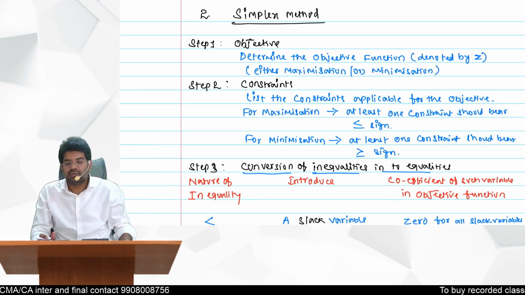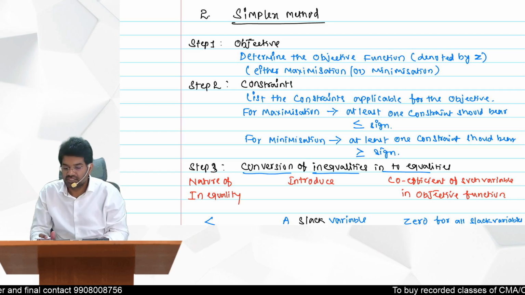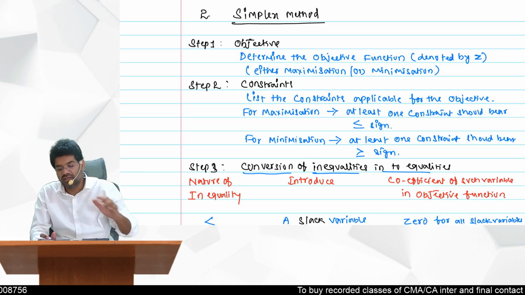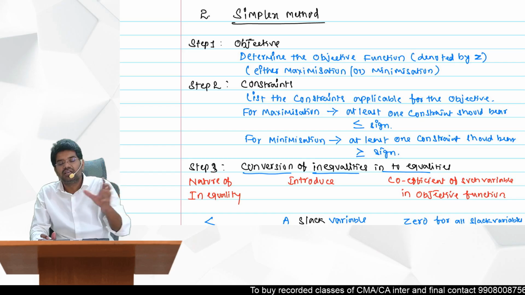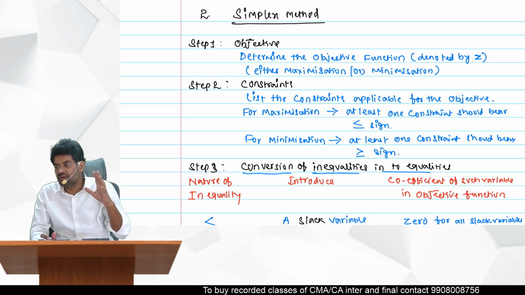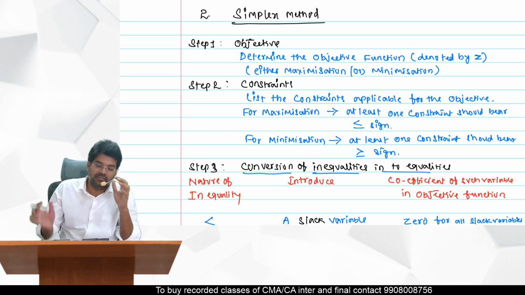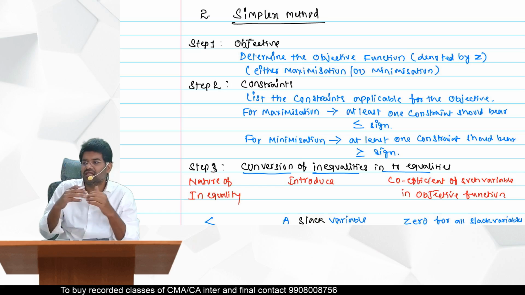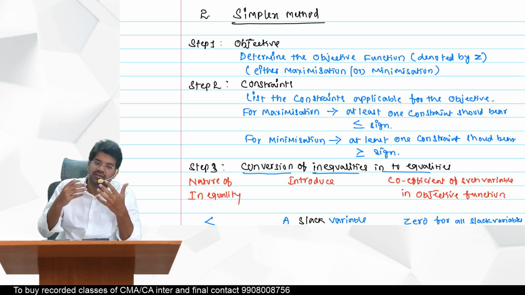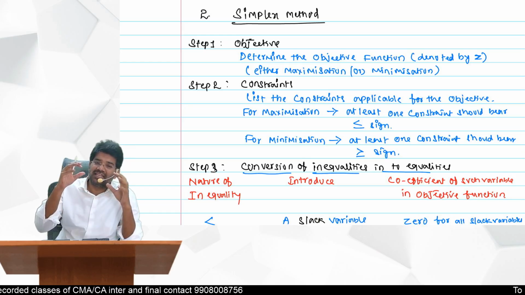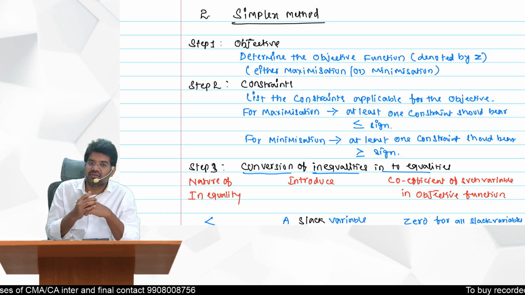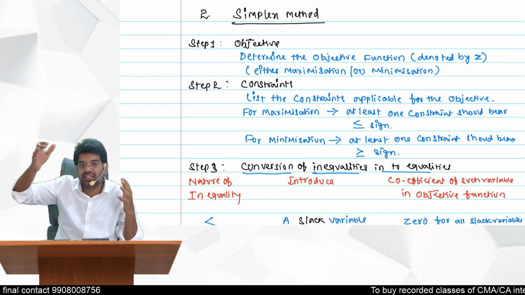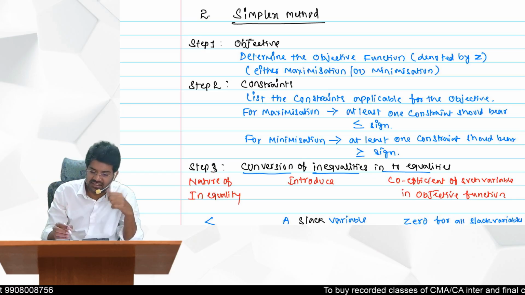Under the simplex method, what are the steps involved here? Step number 1 is, as usual, you should write the objective function, either maximization or minimization. Then you should write the constraints also. Here, when you are writing constraints, there are some additional things to be done. You have to state them in a standard form. For using the simplex method, there is a standard form of representing the equation. So what is that? Let us see here.